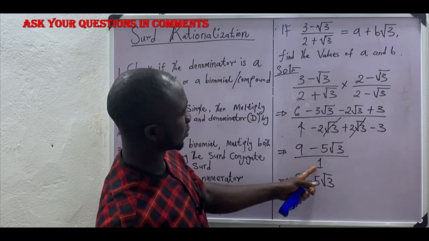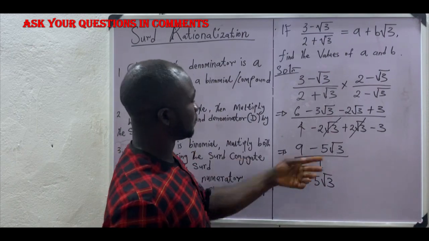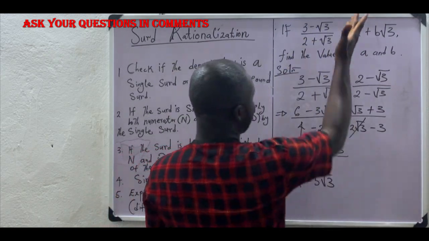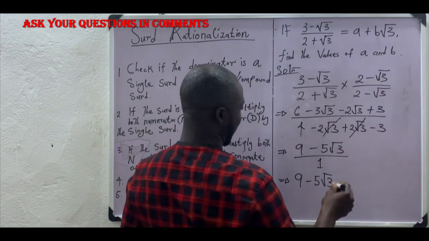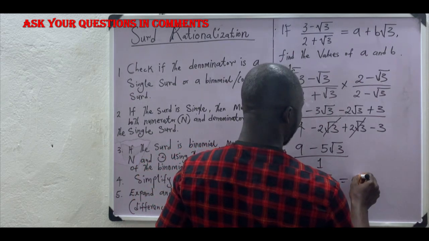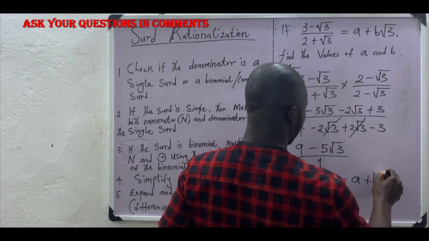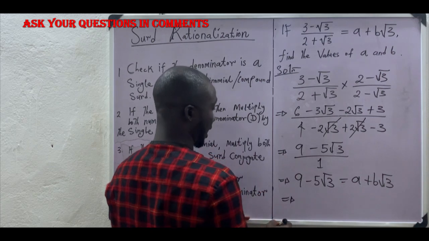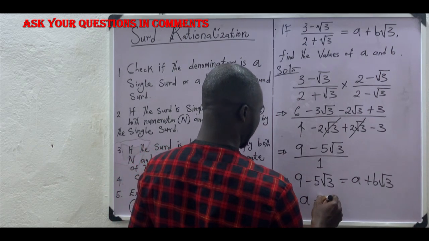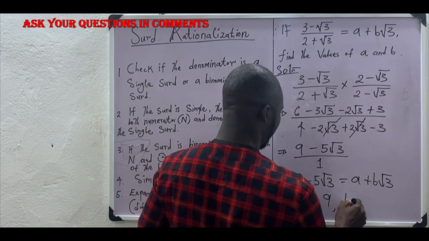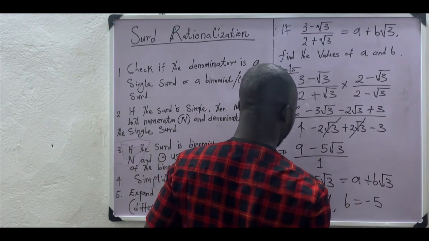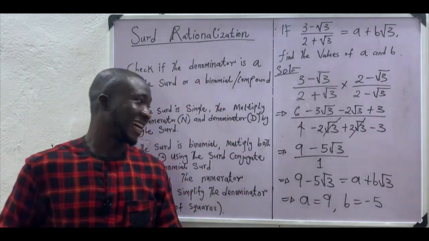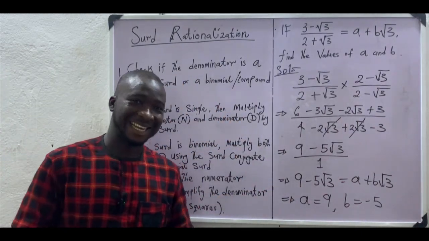Now we have succeeded in removing the surd at the denominator. But the question says that this left-hand side is the same as the right-hand side. So this is the same as a plus b root 3. And if we compare, we have that our a is equal to 9, and our b is equal to minus 5. This is how you apply these steps to rationalize a surd, and see you in my next lesson.